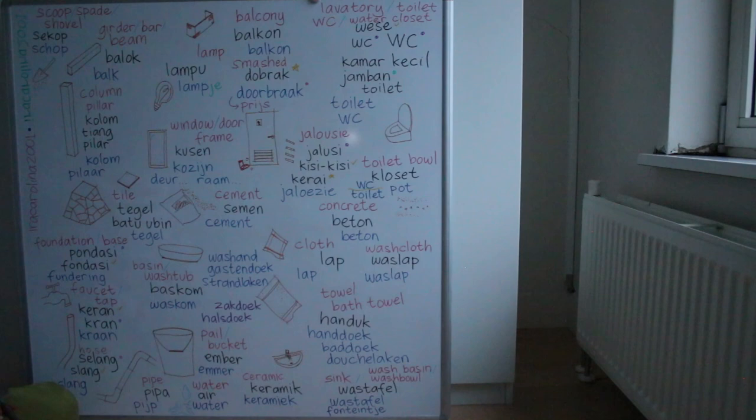In the toilet, if you find a towel to clean your hand, the name is gastendoek, but I pronounce it with the wrong G. It should be gastendoek. Gasten is guests. So it's a towel for the guests. It's not for sleepover, it's for cleaning, for drying your hand.